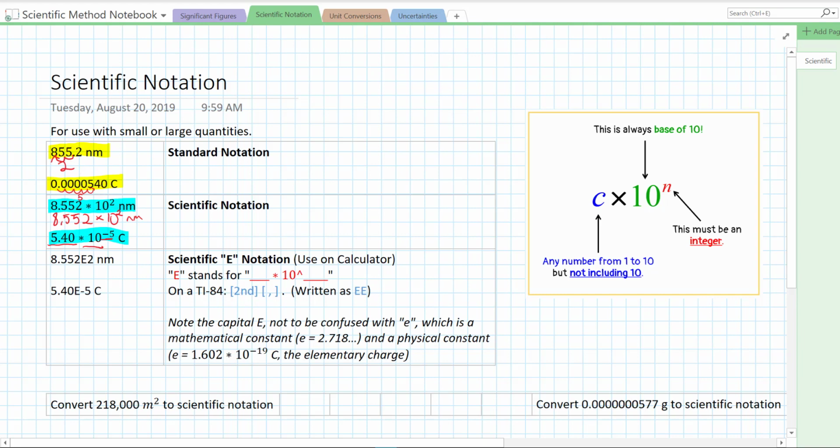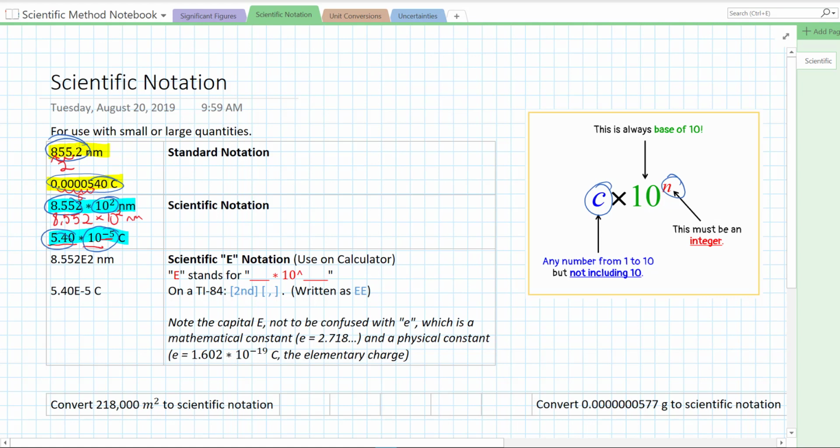Because in scientific notation, we're actually writing the same number. So since the number part here got smaller, then the exponent has to get bigger by the same amount. In this second case, the number part got bigger, so the exponent has to be smaller. So we have a negative exponent there. That's essentially scientific notation: a coefficient between 1 and 10, not including 10, times 10 to some integer.